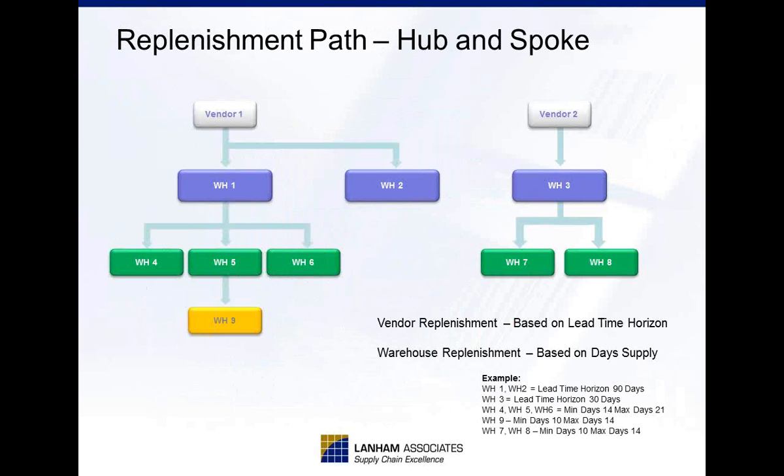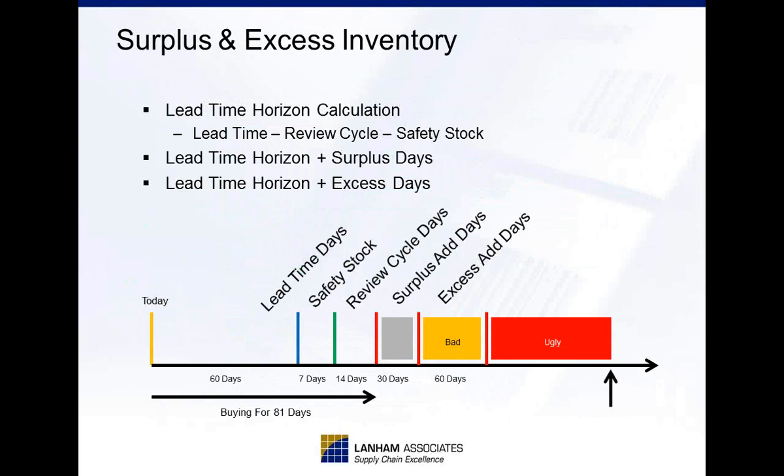On the right-hand side is a much simpler environment, where you may only have 3 warehouses, 2 of them being supplied from the top level warehouse. This allows us to pull all of the information together, and the end result of this is then the calculation of surplus and excess.